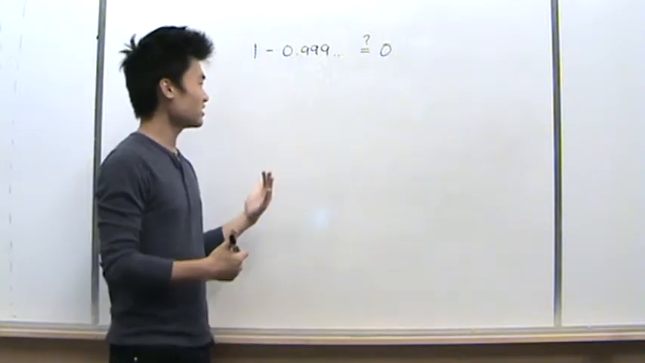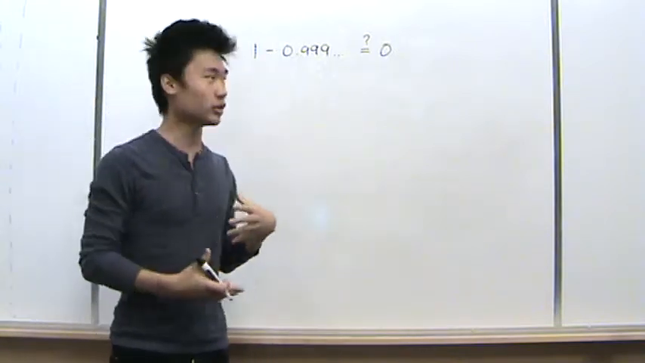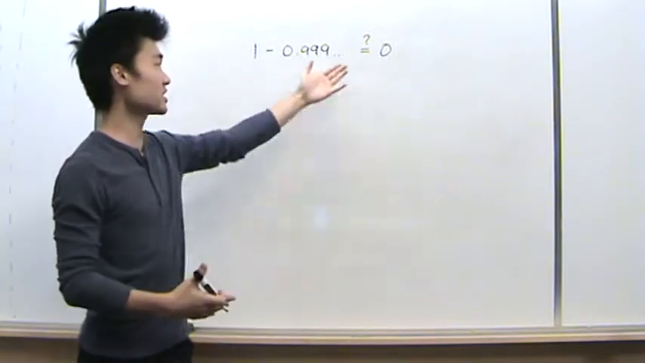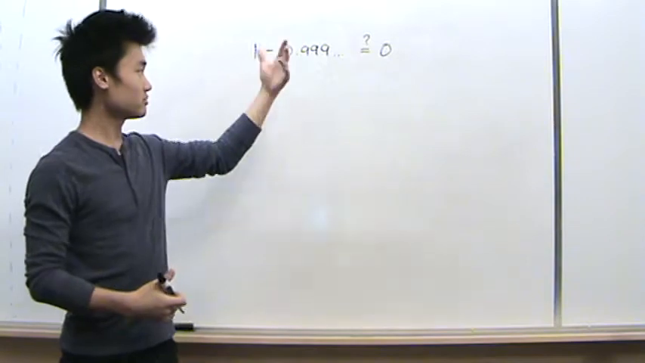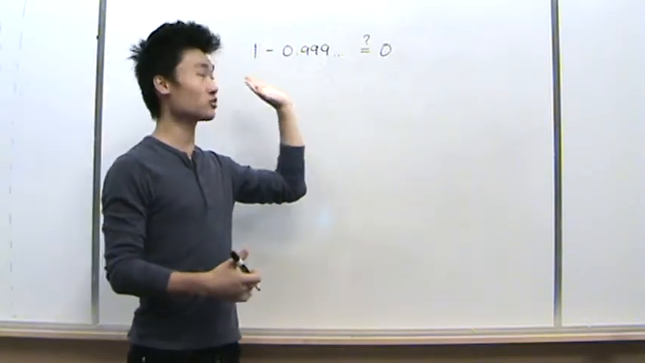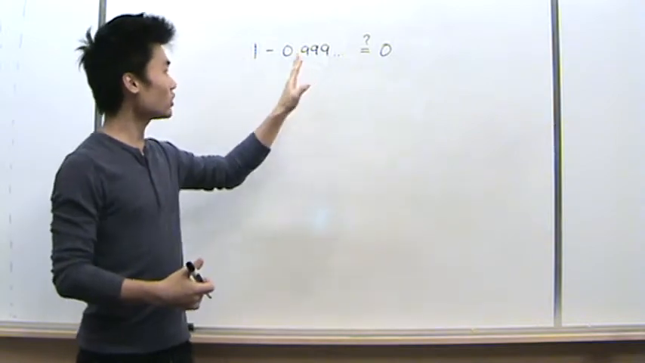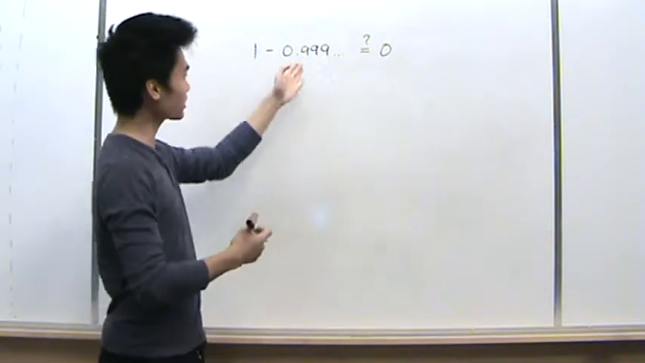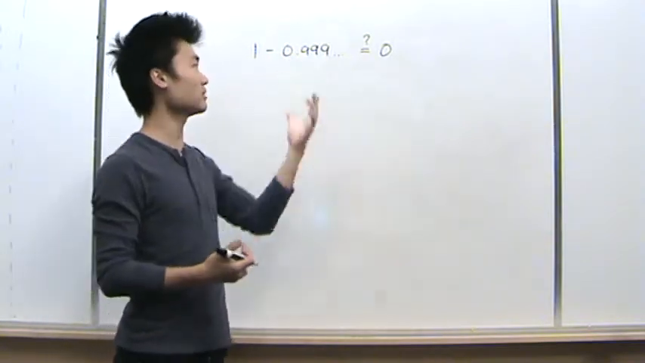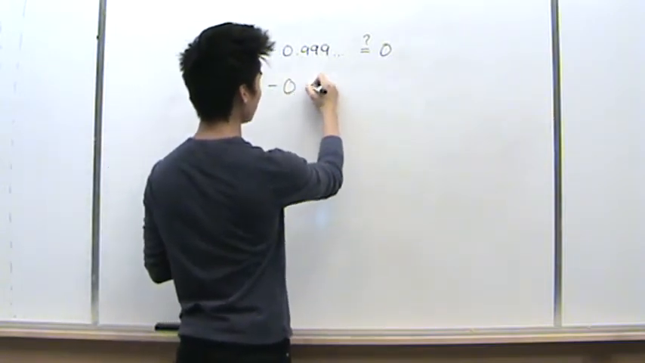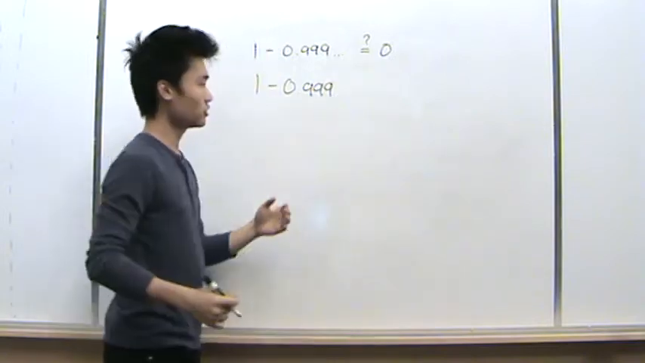And one way that mathematicians like to tackle things, when you have to deal with something that has an infinite number of terms in it, or in this case, a number whose decimal representation goes on infinitely, is to look at what happens in a finite case. Let's look at what happens when there are only some 9s, when maybe there are only 3 9s. What if it's 1 minus 0.999? Well, that's an easy one.